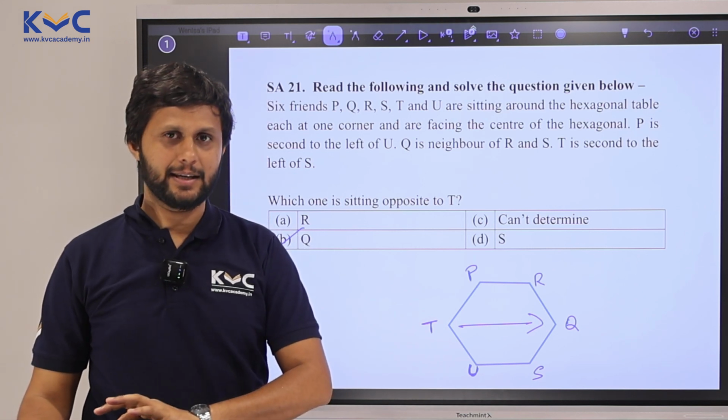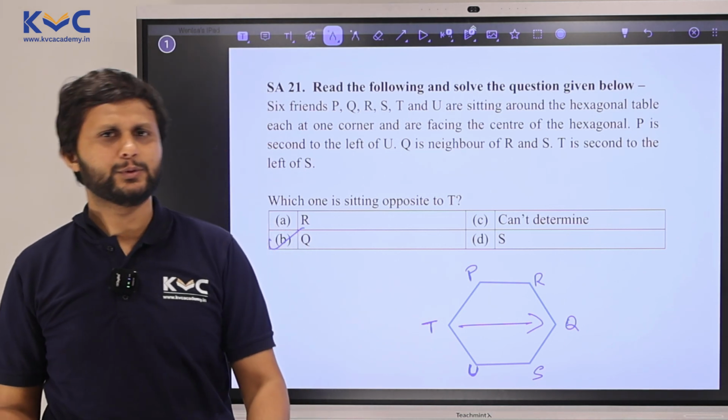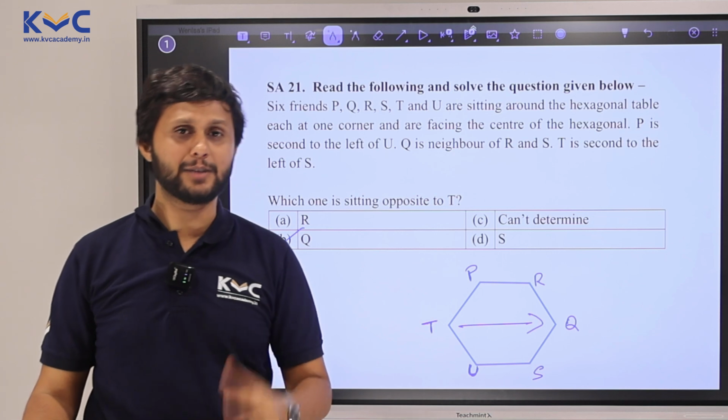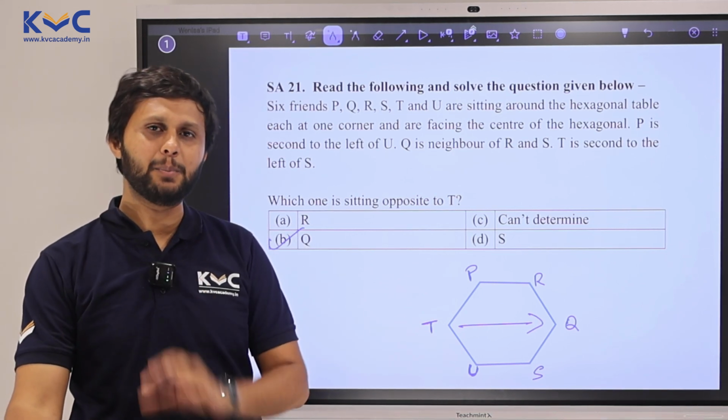I hope this explanation has helped you in solving questions. We can expect 3 to 4 marks, maybe even 5 marks from this particular unit. Fine, definitely scoring, but for that you need to practice a lot.